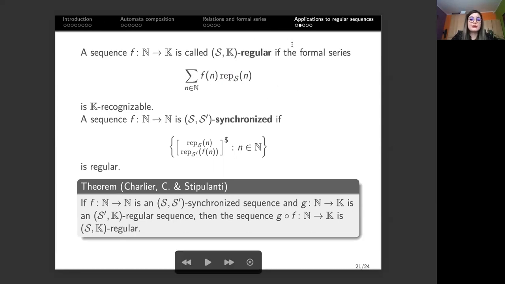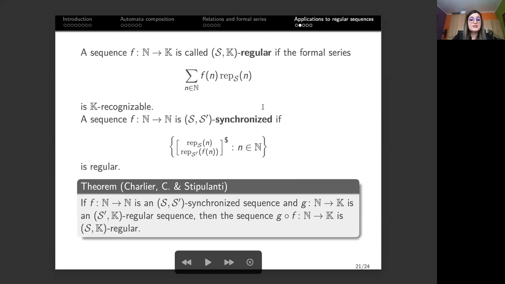Okay, so that is a notion of regularity. There is another notion over the sequences that are synchronized, but these are synchronized between two abstract numeration systems. If I'm considering two abstract numeration systems S and S prime, a sequence f is said to be synchronized if the pairs of representations of n and f(n) over the abstract numeration systems S and S prime, padded, form a regular language. So as you can expect, the notion of regularity is linked with formal series.